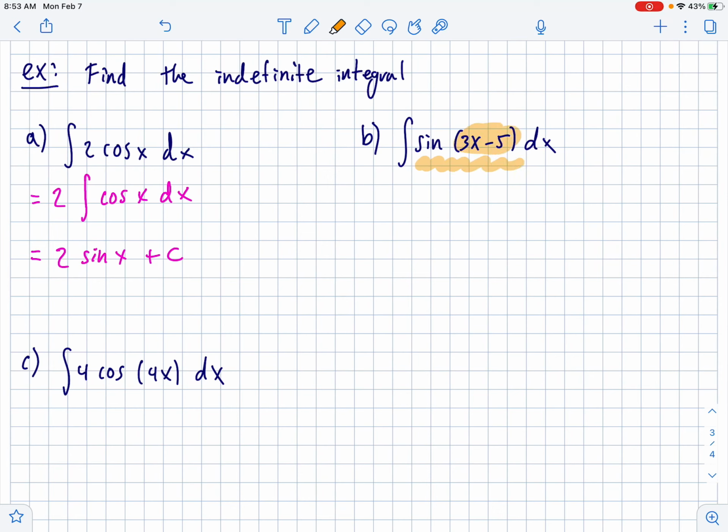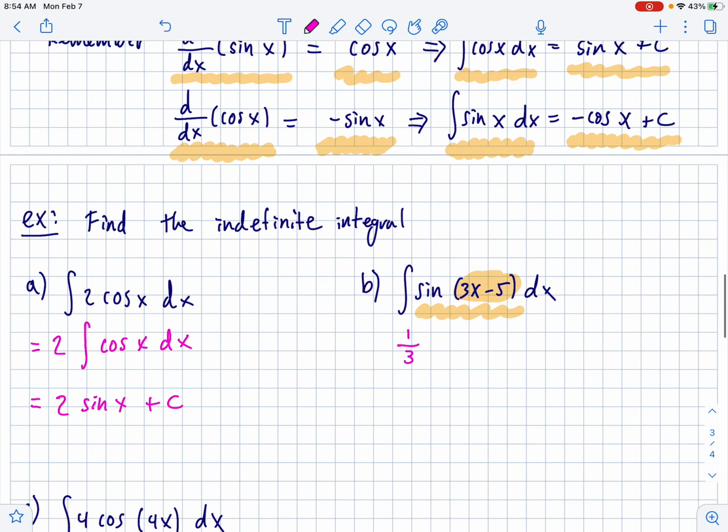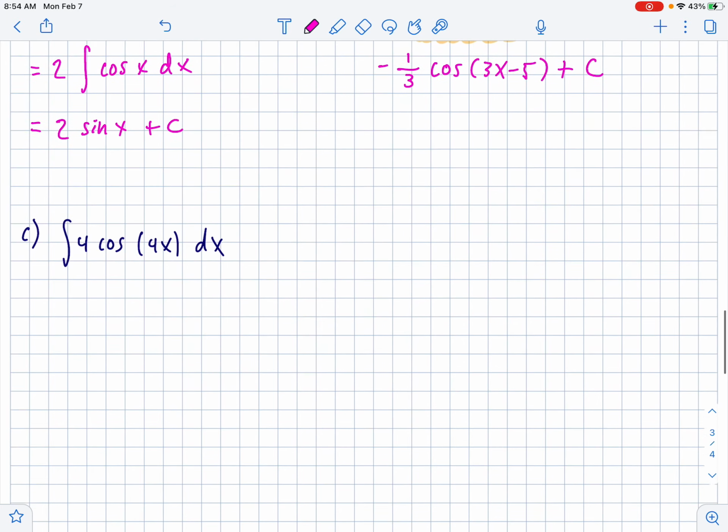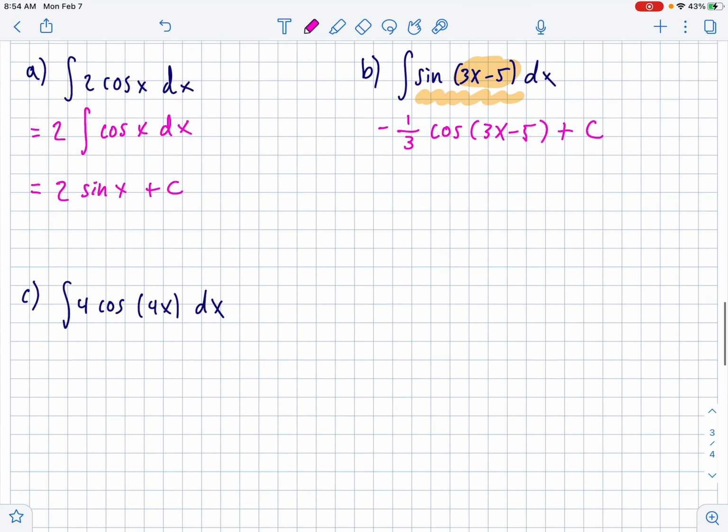Now here, I see that there's an inside function. That inside function means that it's like a backwards chain rule, and we're going to have to put a 1/3 on the outside to cancel out the 3 that would come out when you do the derivative, is how I think of it. I just said the integral of sine is negative cosine, so this would be negative 1/3 cosine 3x minus 5 plus c. Always get that plus c in there every single time.